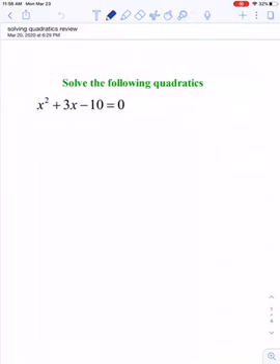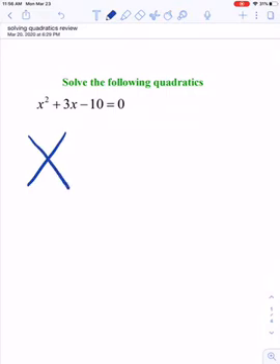So if I saw this first one on a quiz or a test, I would first think, well, number one, I can't use square roots because there's a b value. So number two, I always like to check to see if factoring works. So again, I'm going to check to see if there's a greatest common factor. Doesn't look like there's a greatest common factor, so I'm going to go ahead and make my x.